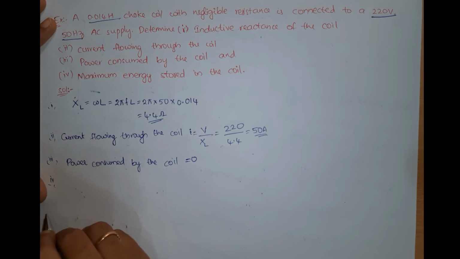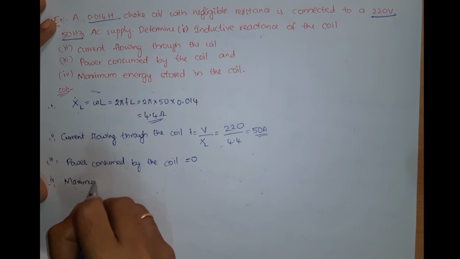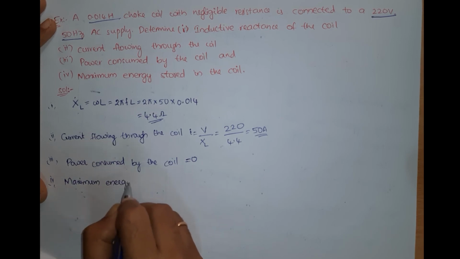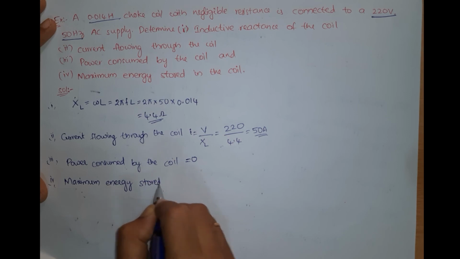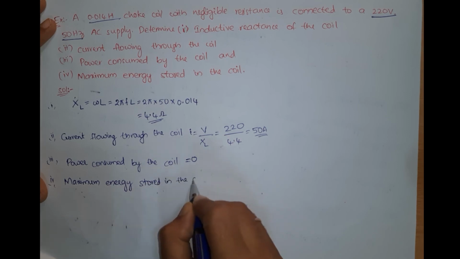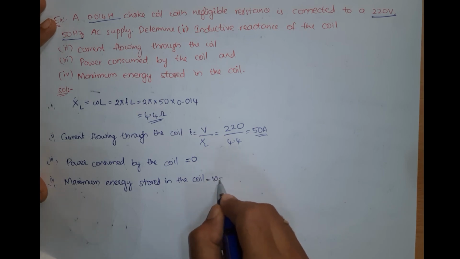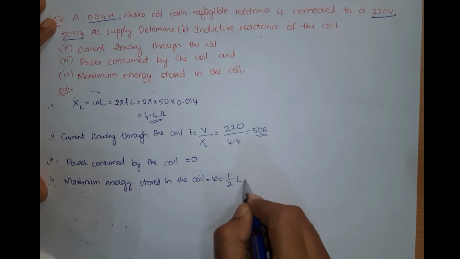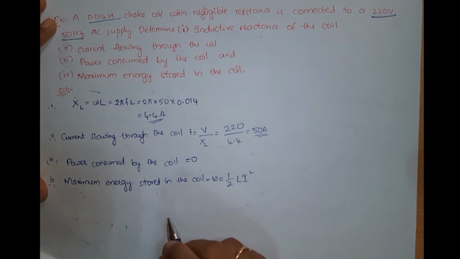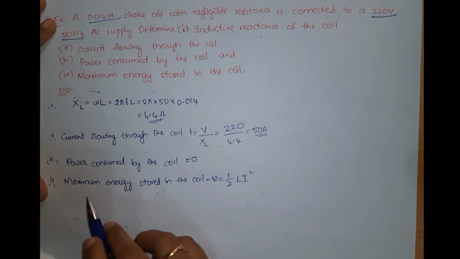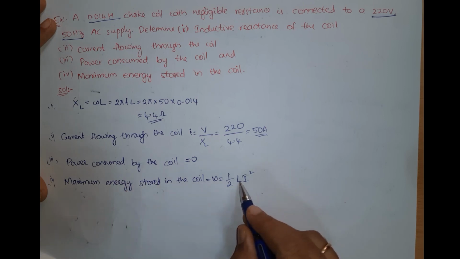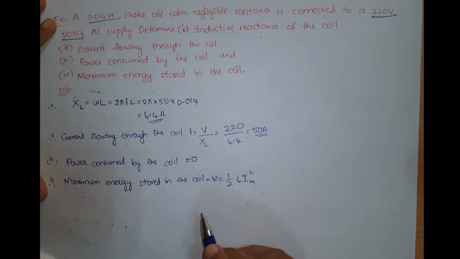So next, maximum energy stored in the coil. We know that energy stored in an inductor is half L i square, right? Now for this energy stored to be maximum, the only variable here is i, L is constant. That means the current must be maximum. Then this becomes the maximum energy stored in the coil or in the inductor, right?